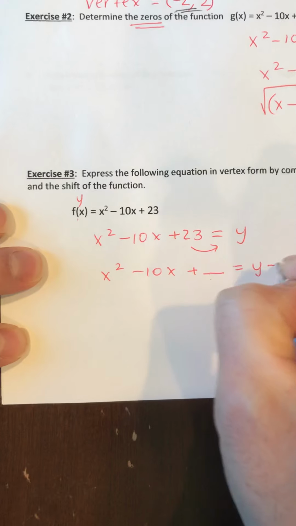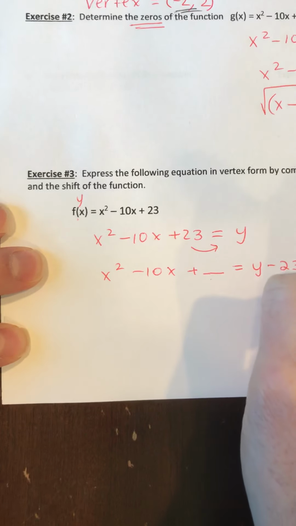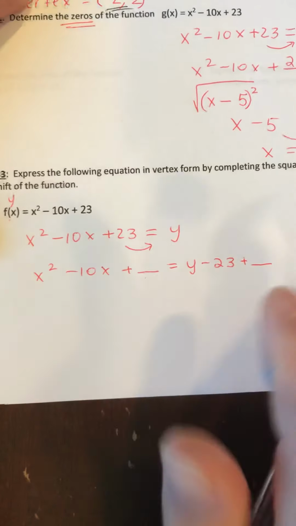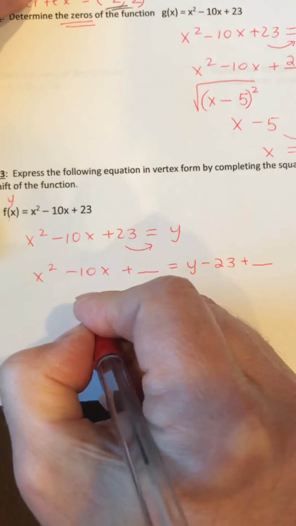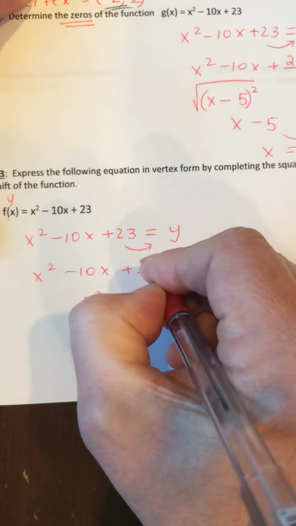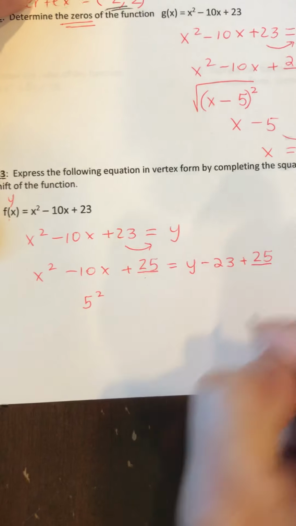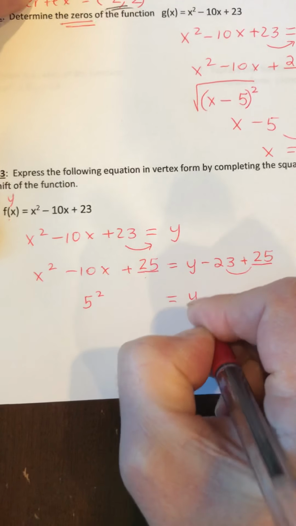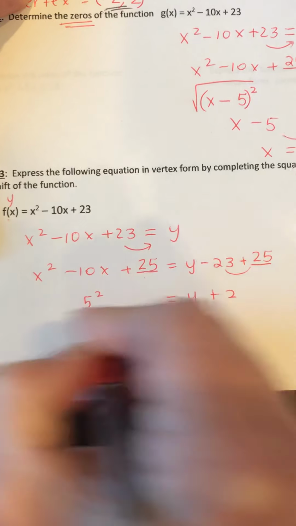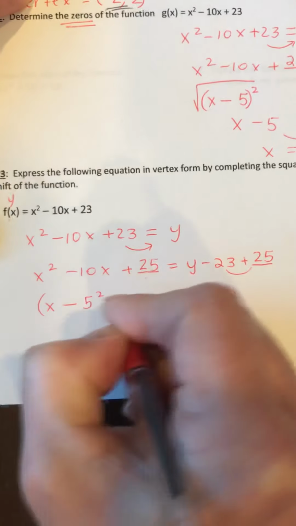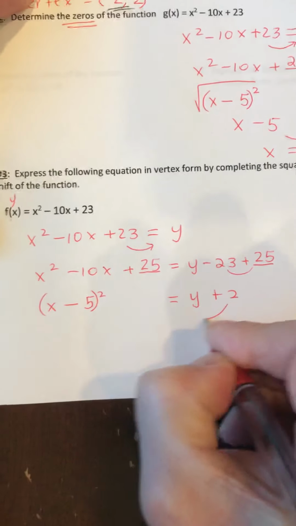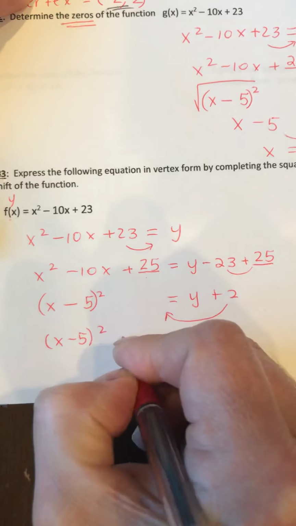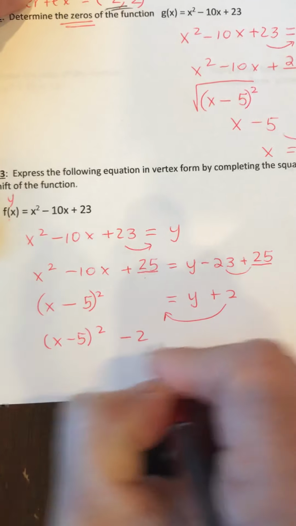When we bring the 23 over, it's going to become a negative, and again, we need the same spot on the other side. We're going to do half of 10 is 5, square it. That's 25. Combine negative 23 and 25, and that's going to be plus 2. Bring down the minus, bring down the x. Bring the 2 over. You're going to get x minus 5 to the second minus 2 equals y.